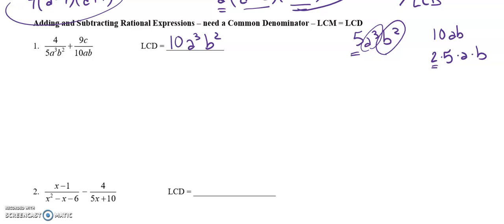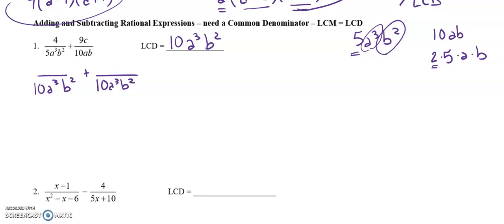2 times 5 gives us 10. So our least common denominator is going to be 10a cubed b to the second. So I'm going to write that for my two denominators.